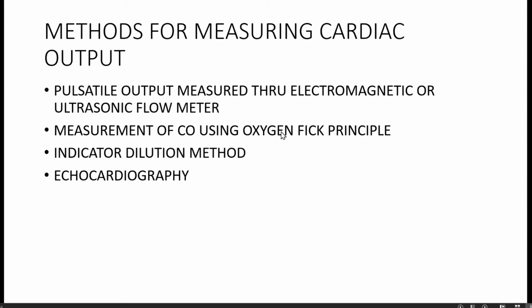So the methods for measuring cardiac output are the following: pulsatile output measured through an electromagnetic or ultrasonic flow meter, measurement of cardiac output using the oxygen Fick principle, and the indicator dilution method. You can read that from your book, but the one thing though is echocardiography.